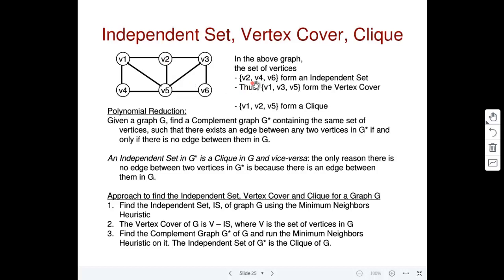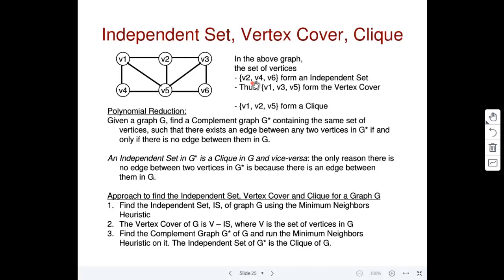So obviously, an empty set can also be called an independent set because it still satisfies the definition. There's no edge between any two vertices in that empty set. So that means we really want to maximize the size of this independent set. So given a graph, what is called the maximal independent set? It means the largest possible grouping of vertices such that there's no edge between any two vertices in that set. That's what we target for an independent set, a maximum size independent set.